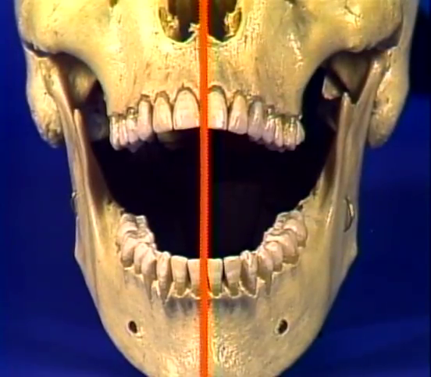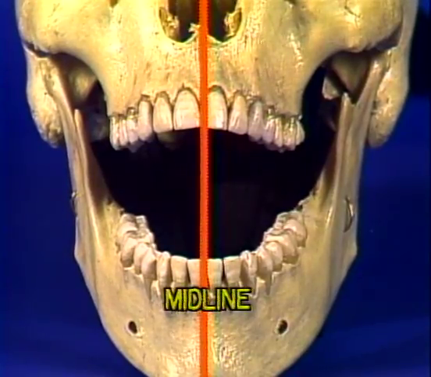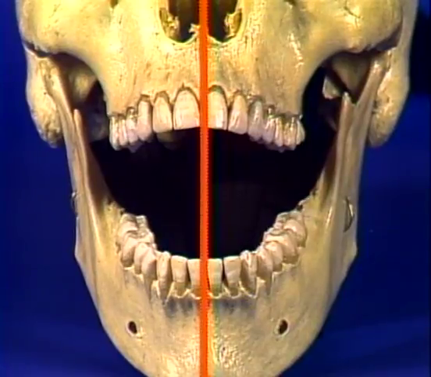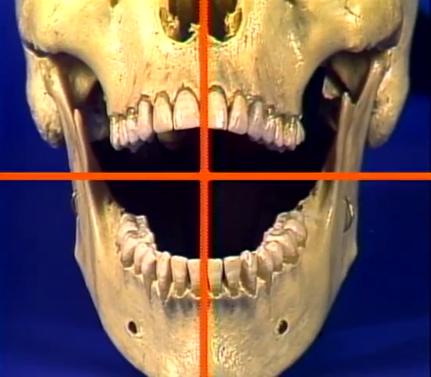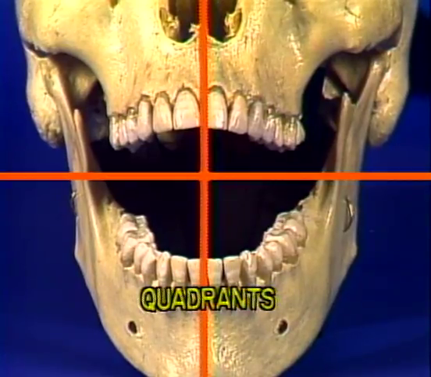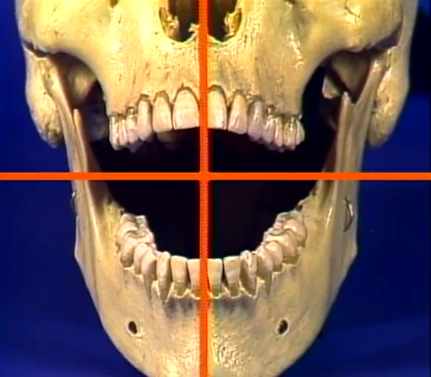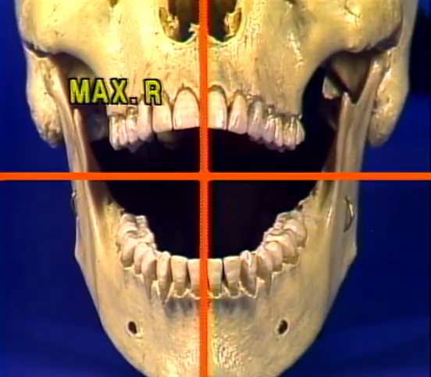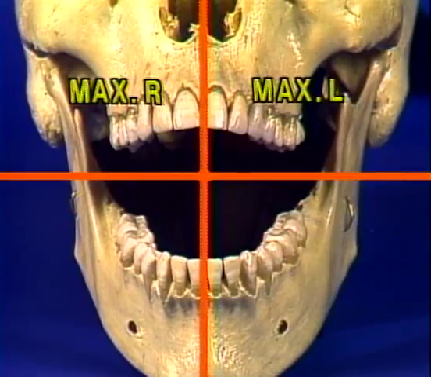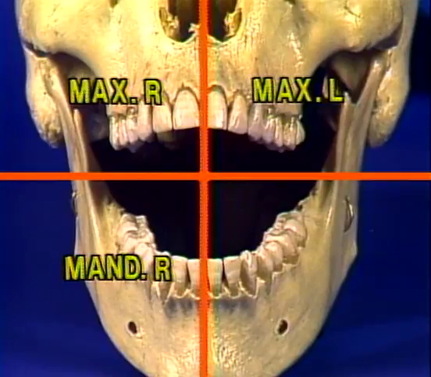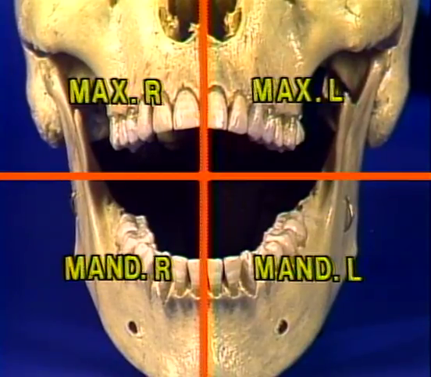An imaginary line which divides each arch, as well as the body, into two approximate halves is the midline. The two approximately equal portions of each arch divided by the midline are termed quadrants. Consequently, there are four quadrants in the mouth, and they are termed the maxillary right quadrant, the maxillary left quadrant, the mandibular right quadrant, and the mandibular left quadrant.